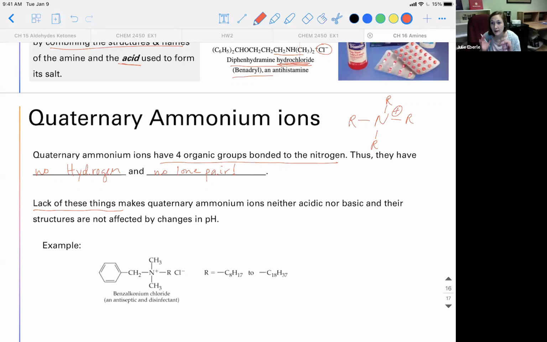So, guys, heads up for this on the exam. If I say, write the products of these reactions, and I put a quaternary ammonium ion in there as one of the reactants, you're going to have to tell me no reaction. These are not reactive as acids or bases. Their structure is not affected by changes in pH, the way we're going to see, especially when we get to proteins and side chains, how pH can affect things, whether it's in a free amine state or in an ammonium state, whether it's neutral or plus charged.